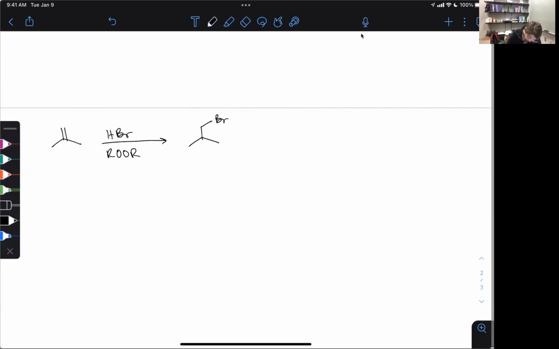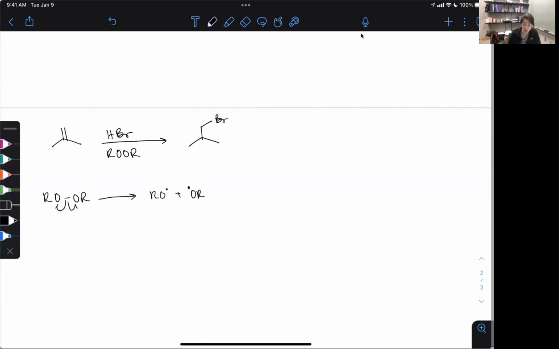So our initiator, I'll do it down here. So our initiator is our peroxide. So the first step there is we're just going to split this open just like we did with the bromine. And this happens because, again, that oxygen-oxygen bond is quite weak, so it's easy to make into radicals. Okay, so we've got 2 oxygen radicals there.